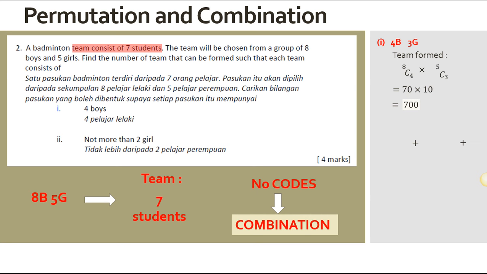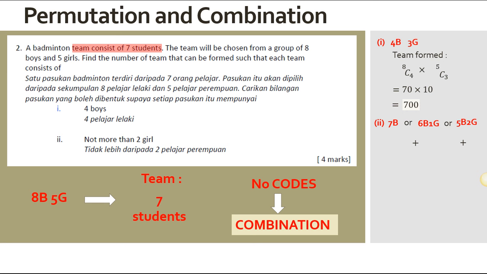Second part of the question. The team must consist of not more than 2 girls. What does that mean? Well, it means there will be 7 boys, or 6 boys and 1 girl, or 5 boys and 2 girls, but cannot be 3 girls. Not more than 2 girls, meaning you cannot have more than 2 girls. You cannot have 3, you cannot have 4 girls, and so on. So the combination will be 7 boys, or 6 boys 1 girl, or 5 boys 2 girls.